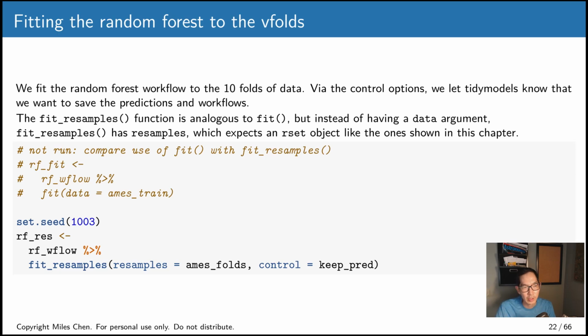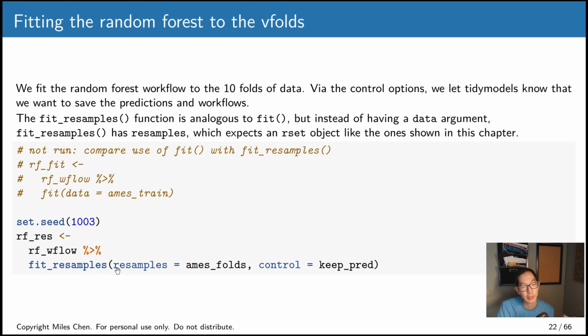What we're going to do is fit the random forest workflow to the 10 folds of data. With the control options, we tell tidymodels that we want to save the predictions and the workflows. So we use the function fit_resamples. This is similar to when we first fit it: we took our random forest workflow and just called fit. We're doing the same idea here. We take our random forest workflow, but we call fit_resamples.